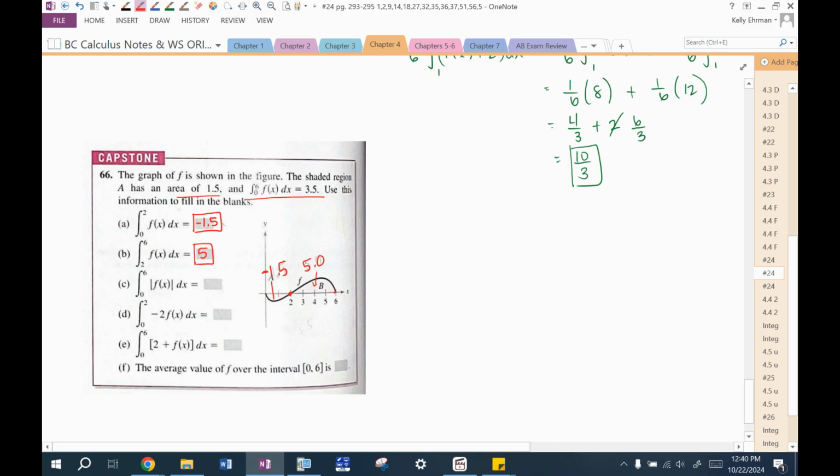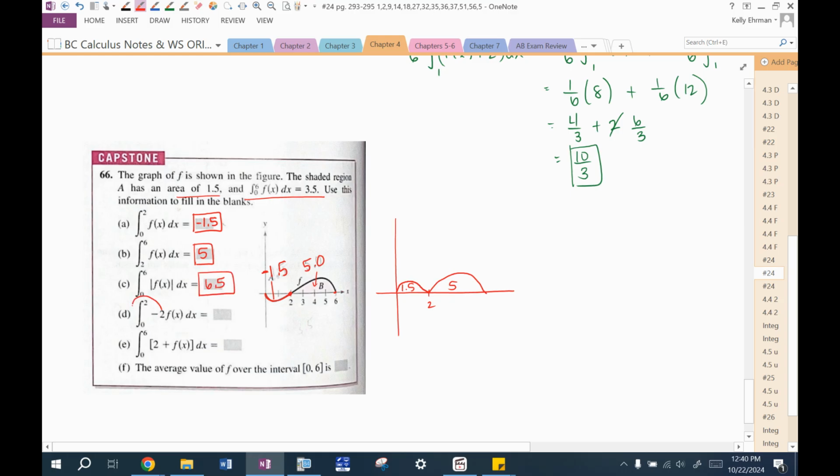What does an absolute value do to the graph? You can actually visualize this. You don't have to visualize it, but instead of this being down below the axis, it would be a symmetric shape, but above. So something like that. And then the positive part would still be up there. So both of these areas would just be positive now. So 1.5 plus 5 would be 6.5.